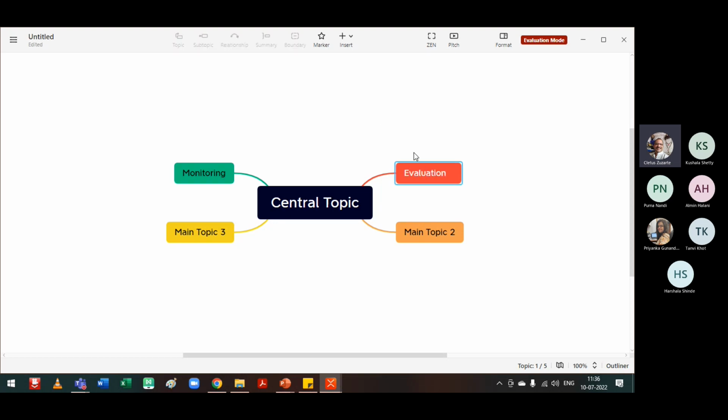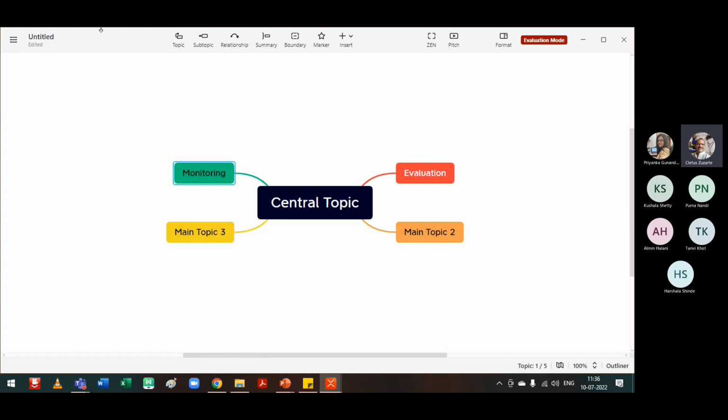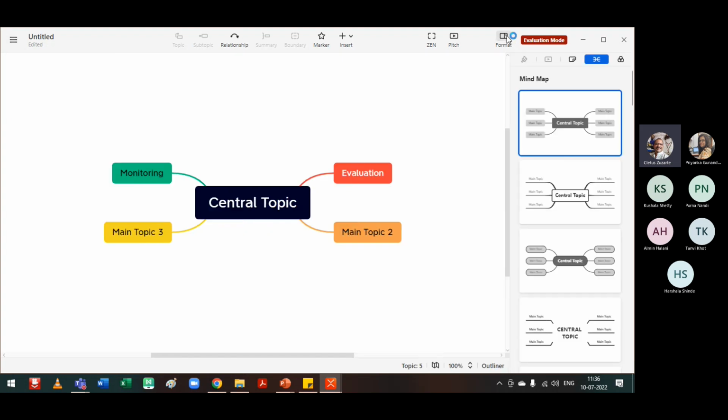Monitoring will be throughout the project. You are monitoring all the activities, tasks, or the project. And evaluation comes at the end, like the last quarter of the project, which tells us the achievement, results, impact.